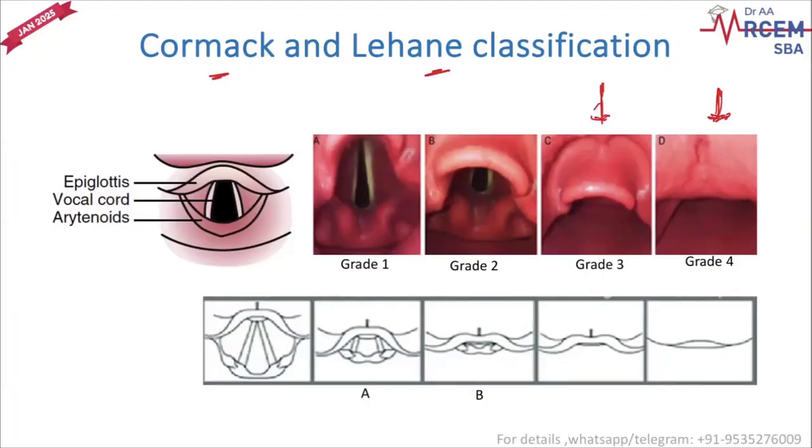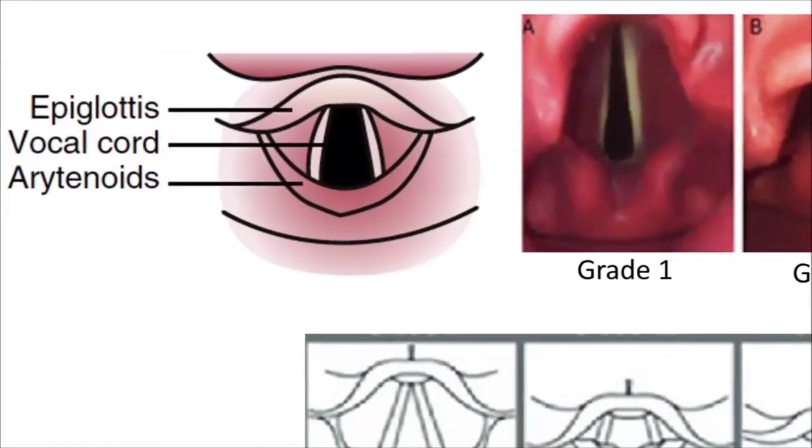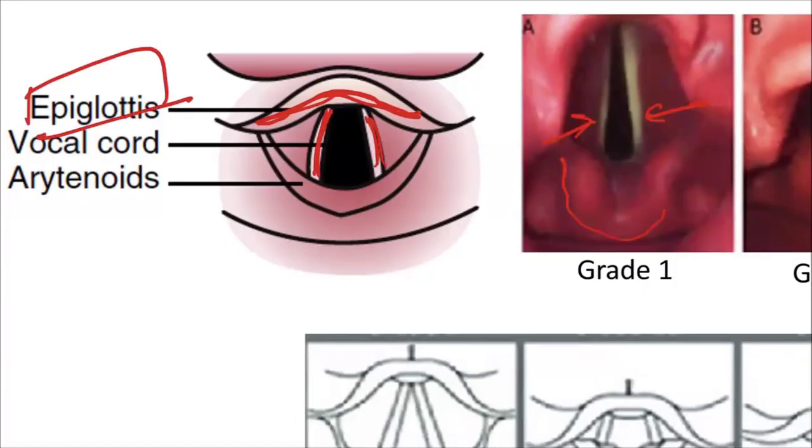This is when you put in a laryngoscope and you're trying to visualize the vocal cords. The structure you're trying to visualize is the topmost structure, the leaf-like structure. This structure I'm drawing here is known as the epiglottis. These are the vocal cords. The white colored things you're seeing here are known as vocal cords. This part you're seeing here is known as the arytenoids. These are the three structures you need to remember.